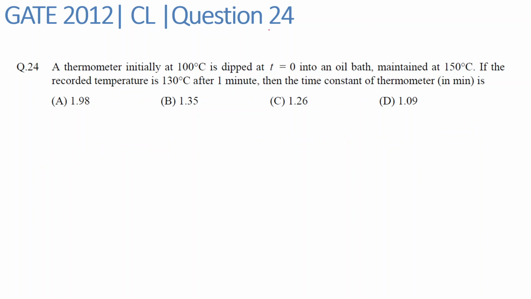We are solving question 24 of GATE 2012 chemical engineering paper, and this is related to instrumentation and process control. The question is, a thermometer initially at 100 degrees Celsius is dipped at time t equal to 0 into an oil bath maintained at 150 degrees Celsius. If the recorded temperature is 130 degrees Celsius after 1 minute, then the time constant of the thermometer in minute is dash.